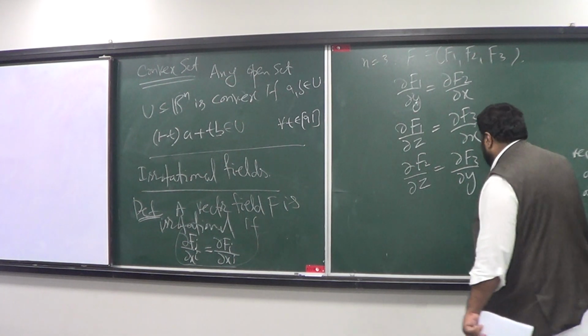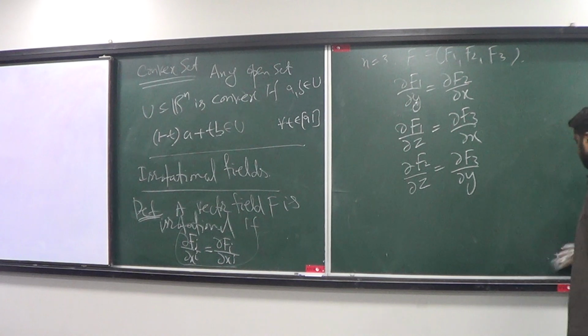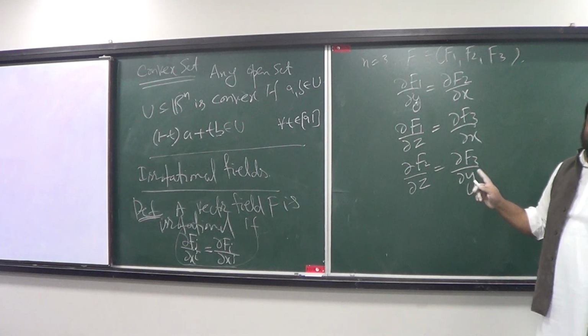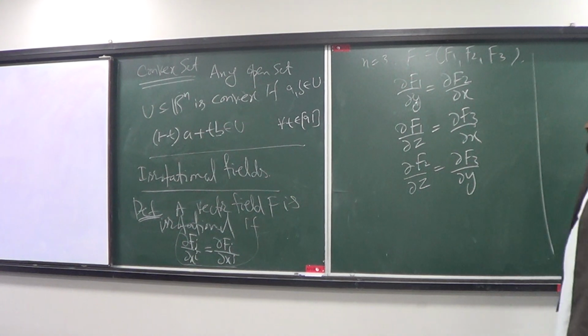So let me give you the Poincare Lemma. In 2 dimensions there will be only one. It's not straightforward. It is only an idea. So 3 dimensions, 3 equations is accidental. It will be an interesting question.